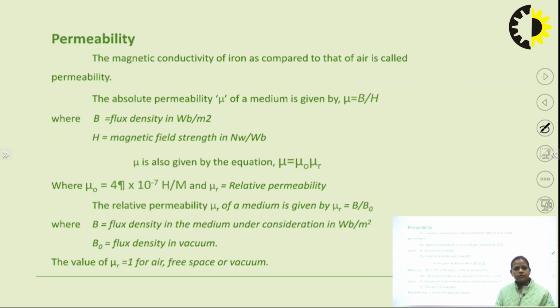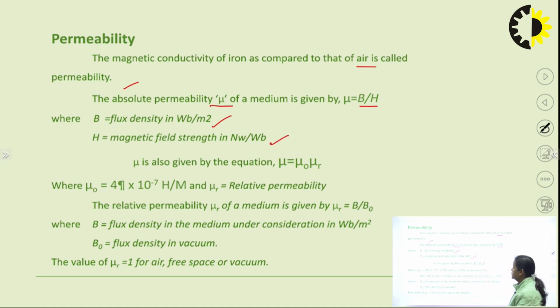The next we have permeability. The magnetic conductivity of iron as compared to that of air is called the permeability. And for permeability, we have absolute permeability and relative permeability. The absolute permeability we denote with mu, and this of a medium is given by B by H, where B is flux density and H is magnetic field strength.